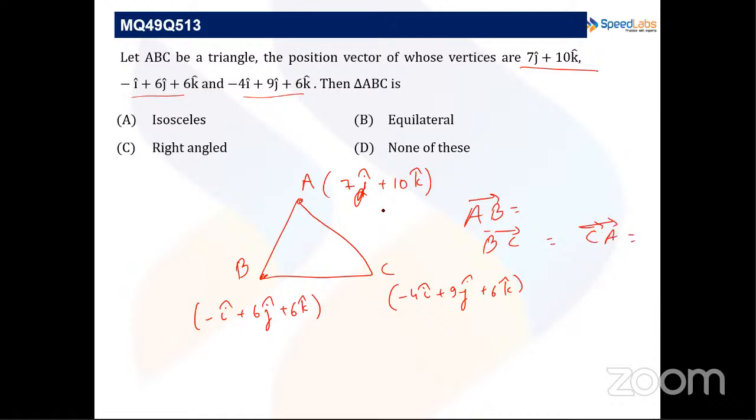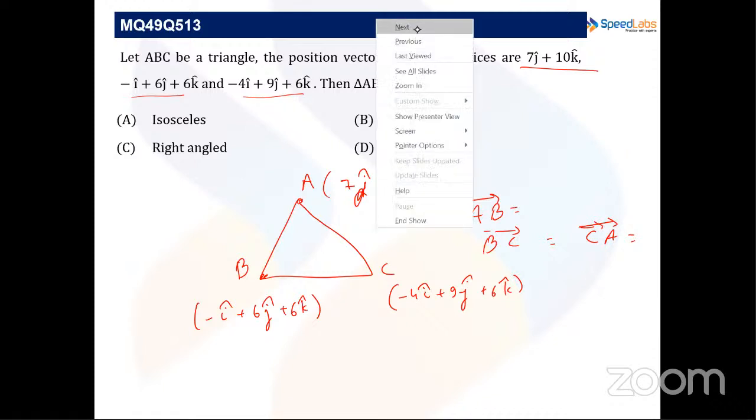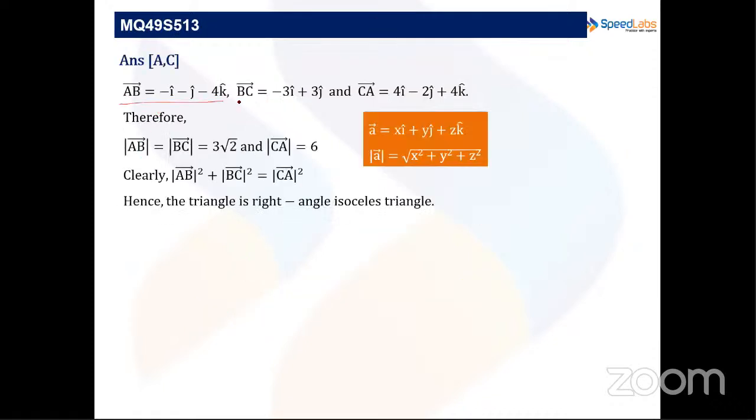So we found vector AB, vector BC and vector CA. This is a simple question. By subtracting the two position vectors, we get the vector. And we can see here that the magnitude of AB and the magnitude of BC are the same, and the magnitude of CA is 6, and it even follows Pythagoras theorem, so it is a right angled isosceles triangle.